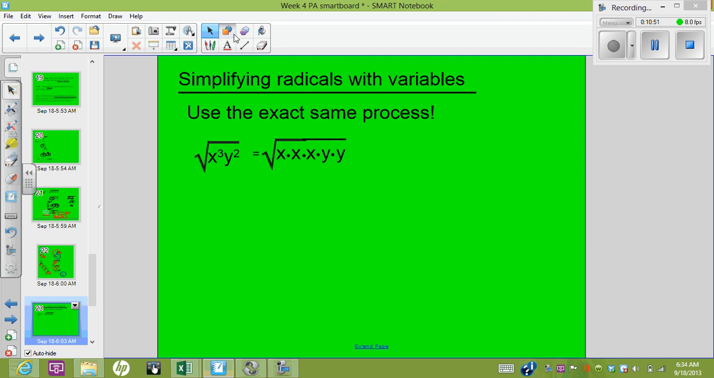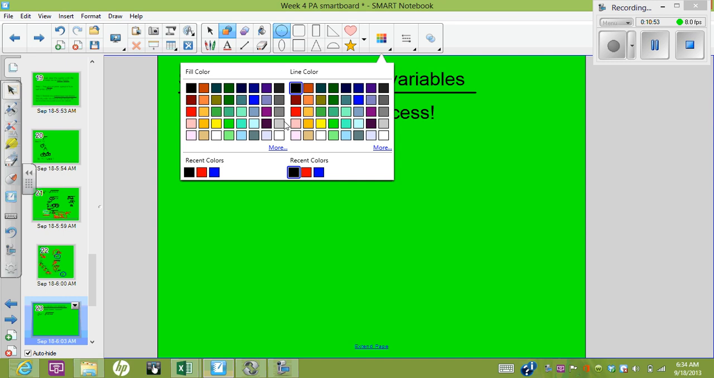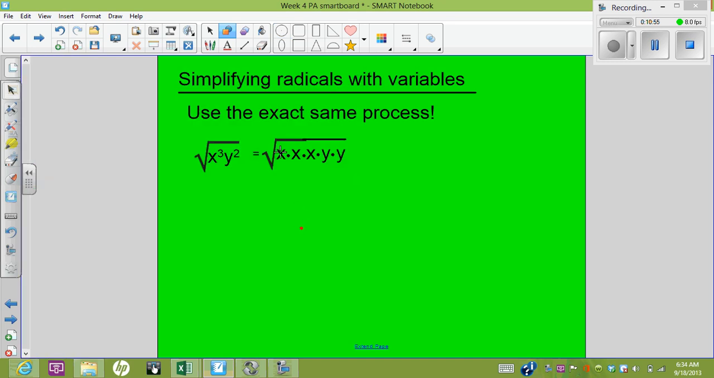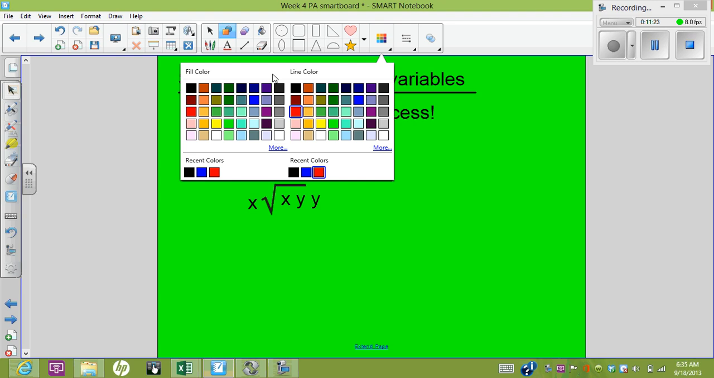Now it's just the exact same thing, and it's so neat because you can do it with letters. So if I take this, I'm looking for pairs of variables. So there I have two x's. If I pull those out of the radical, I'm going to end up with one x on the outside. And what's left on the inside? Well, I have an x, a y, and a y. And all of those are being multiplied together.